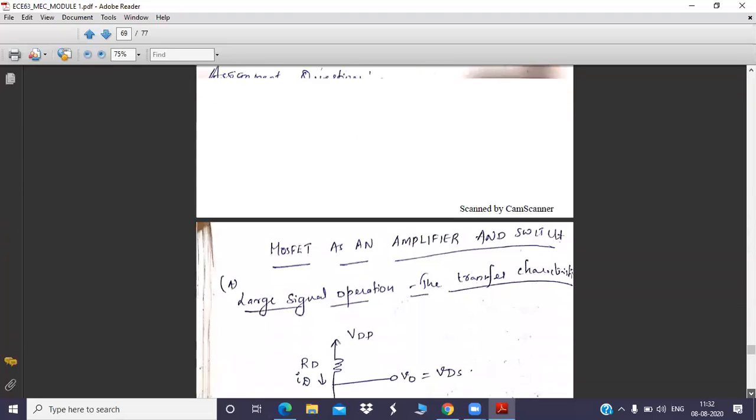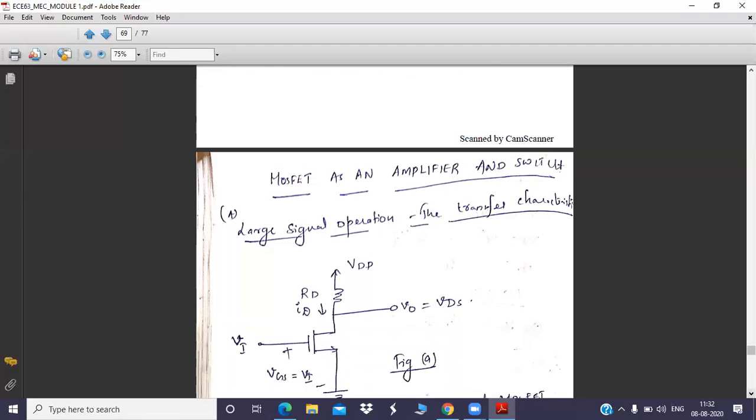As I said in the last class, some portion of the output will get clipped off. So you should maintain the Q point in the desirable region so that it will reproduce the same waveform at the output. Of course, there will be a change in the amplitude, but the frequency should be maintained. At the same time, there should not be any clipping off at the positive level or the negative level of the output waveform. So you have to ensure that your Q point is in the feasible region. For that only, these biasing techniques have been adopted.